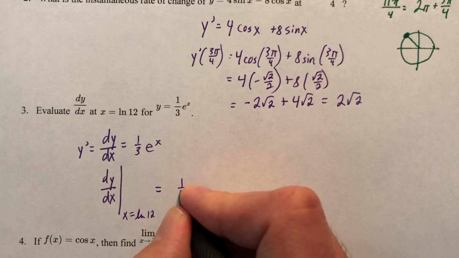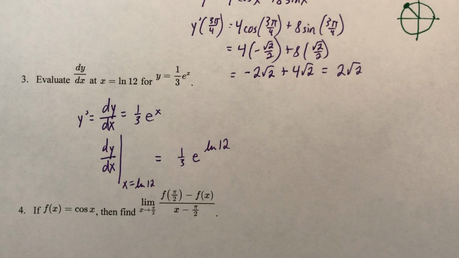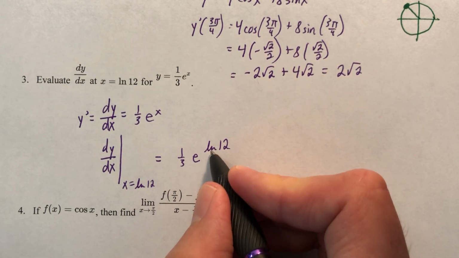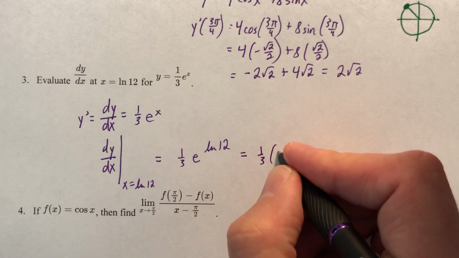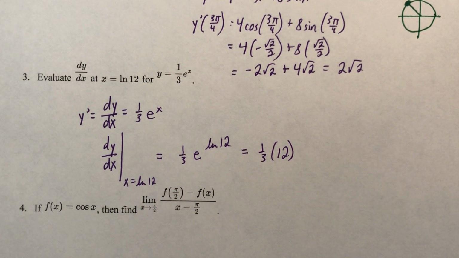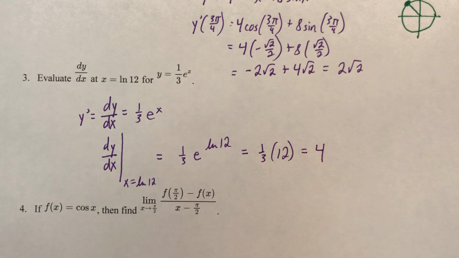And so we're going to have 1/3 e to the natural log of 12, and there's some fancy canceling that's about to take place here. e to the natural log in this configuration cancel each other out. This is 1/3 times 12, and there is a reason for that. There's an earlier lesson from very early about exponents and logarithms. And so 1/3 times 12 is going to give me just 4.